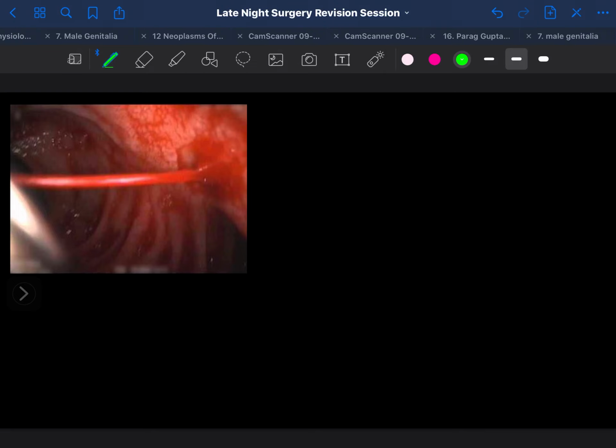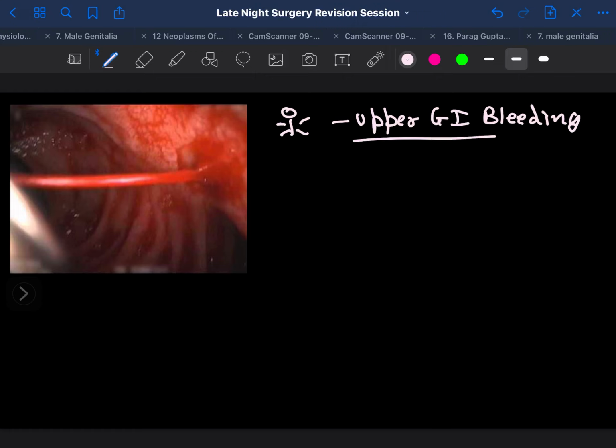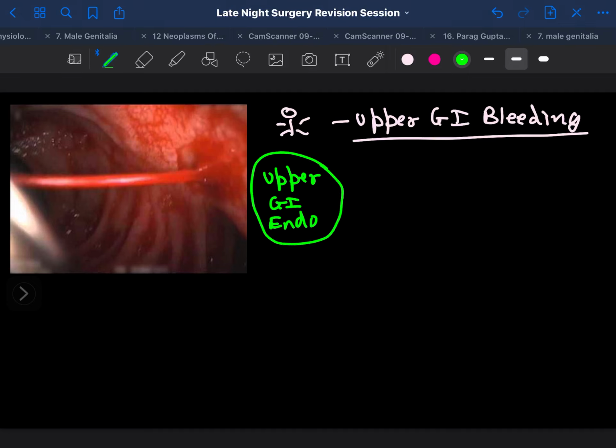Now let's move on and talk about the next clinical scenario, guys. Here you're seeing an image. This is an upper GI endoscopy image. I'll give you a clinical scenario associated with this. Let's say a patient comes to you with an upper GI bleeding. What did you do? You performed an upper GI endoscopy in this patient. When you performed the upper GI endoscopy, you saw an image like this.